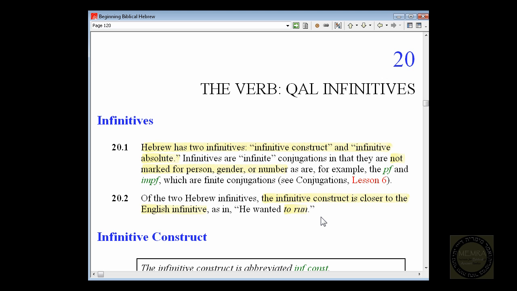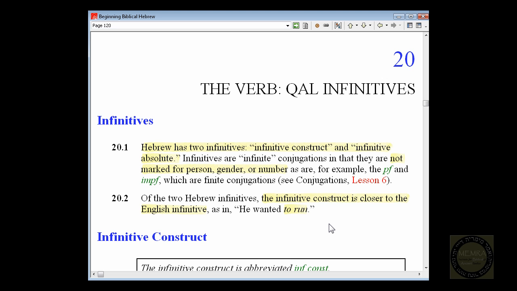These are not, as Futato points out in the first paragraph, conjugated like your regular finite verbs, the regular verbs we've been seeing up to this point, whether it's the Qal perfect or the Qal imperfect. They had person, number, and gender: third masculine singular, third feminine plural, all that kind of stuff. Well, with infinitives you're not going to have that, so there's not a lot to memorize here at all. There's a basic form for each of these.